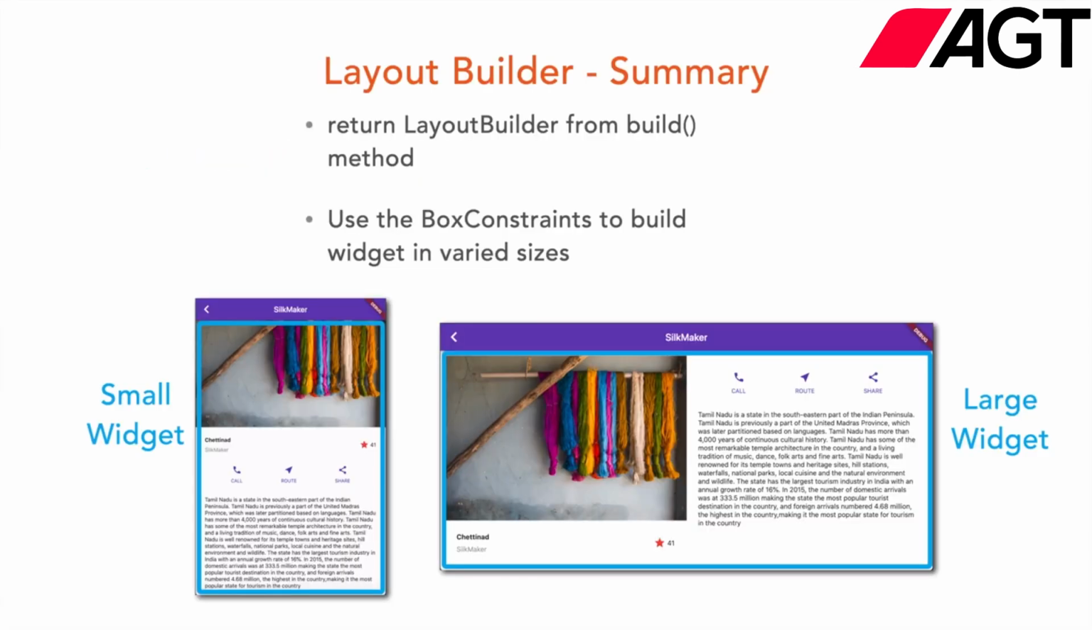So now you know how to use the layout builder. To quickly recap, simply use the layout builder, return the layout builder from the build method of the widget which you are building. Use the box constraints coming in the builder method, and decide what should be your widget size. To compare layout builder with MediaQuery, MediaQuery is quite useful to know app level information and device level information. MediaQuery doesn't provide any information at widget level, but using layout builder, you get the box constraints which are very specific to the widget we are building.